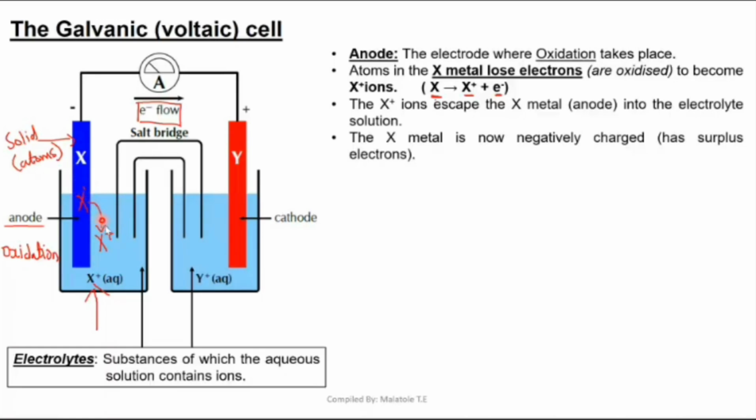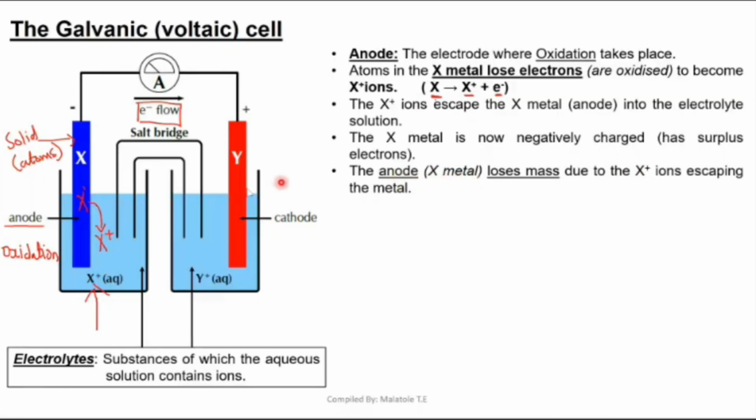And then after leaving, remember X plus goes to the solution, which is called an electrolyte. We are losing atoms. Remember, the metal, the anode, is made up of atoms. When you lose those atoms, the metal becomes smaller, which is the anode becomes smaller. Hence, we say the anode will lose mass due to the X plus ions escaping from the metal into the electrolyte.